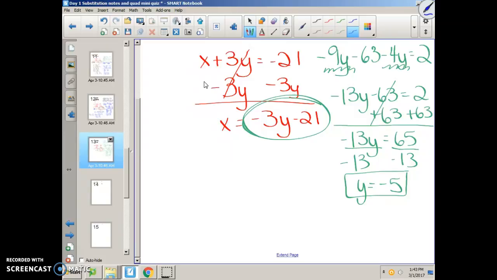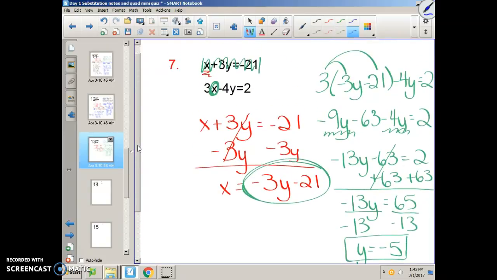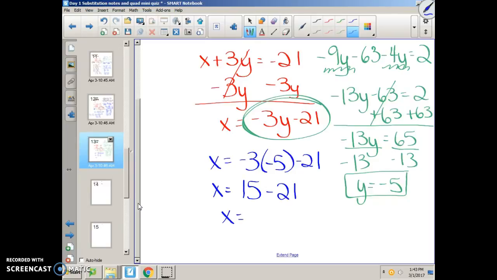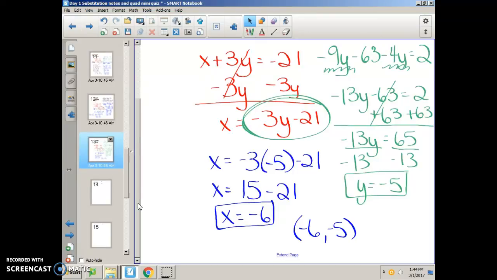And again, I rushed through that just to show you the example. It's very similar to number 5 and 6. So look back at those if you need a longer explanation. Still have to solve for x. So in place of y, I'm now going to put -5. X is equal to +15. Negative times negative is positive. Minus 21. So x is equal to -6. And again, put them together. You get your coordinate where those two lines should cross. -6, -5.